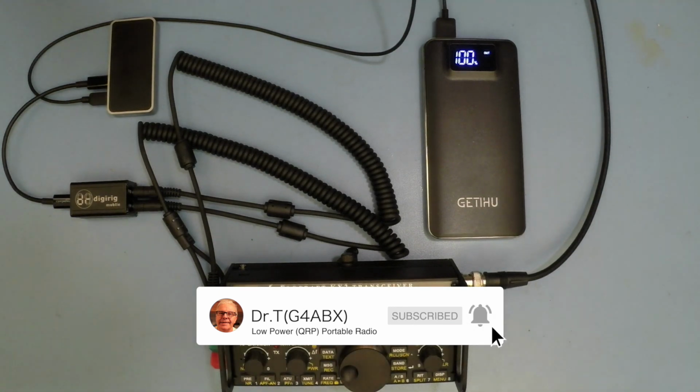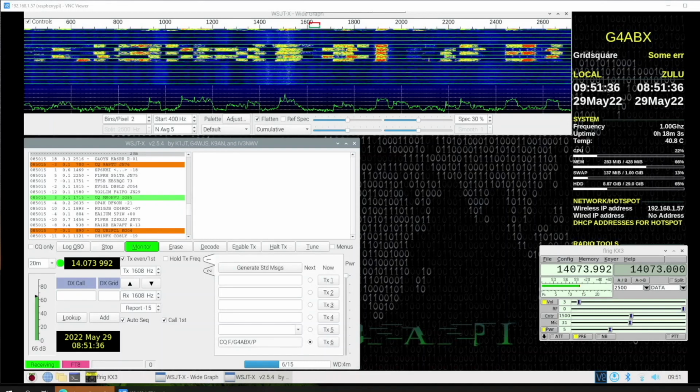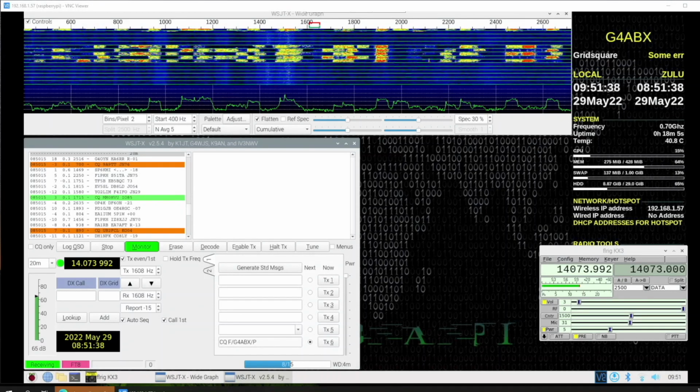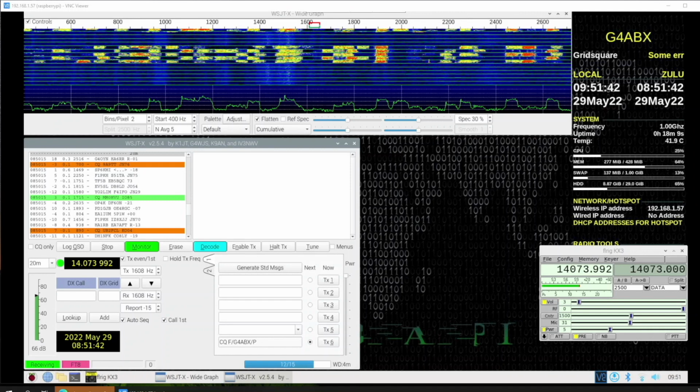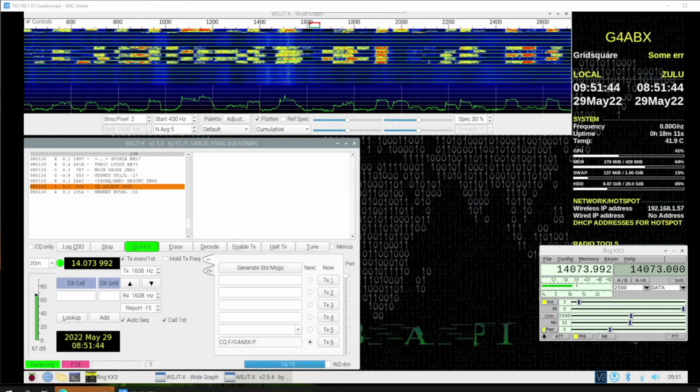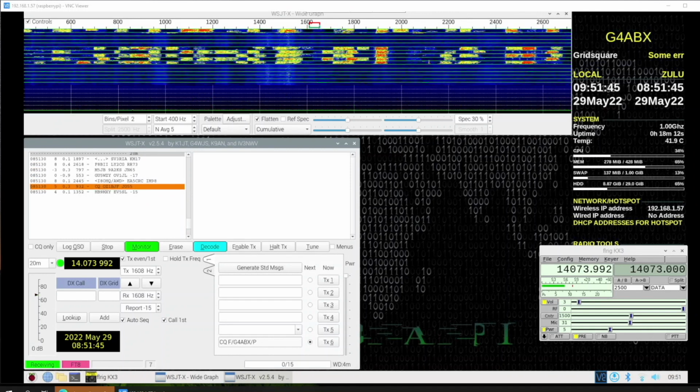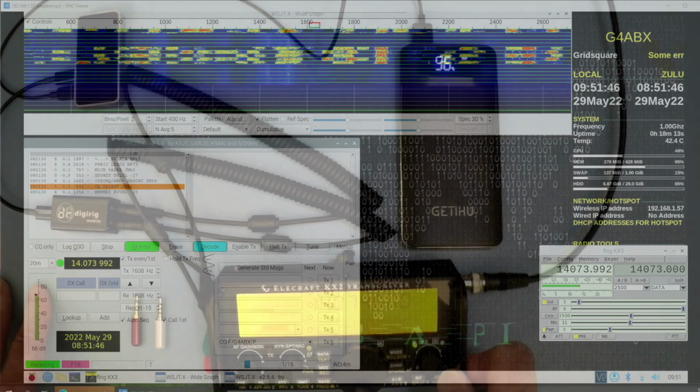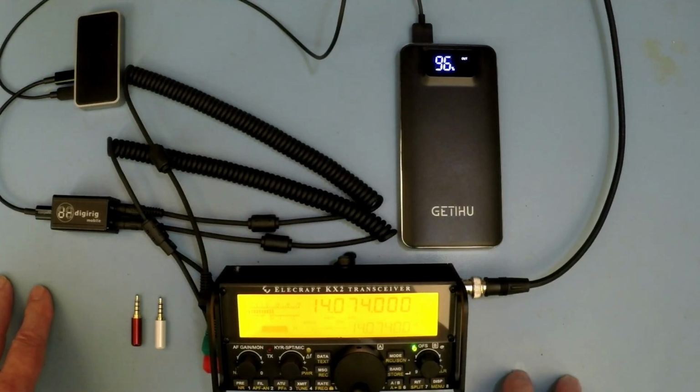We're on 20 meters at the moment, and as you can see, using BuilderPi, WSJTX, everything is working nicely. So it's all about low weight, SOTA.